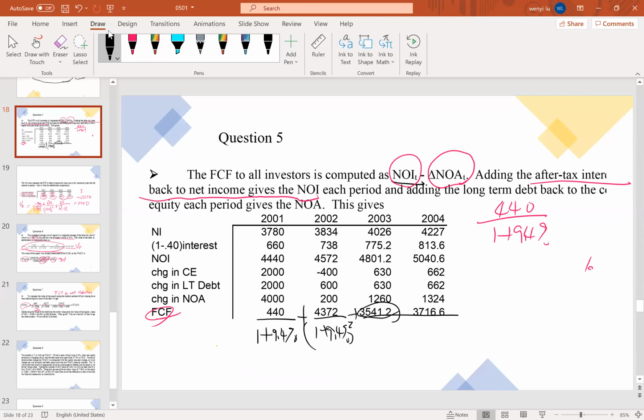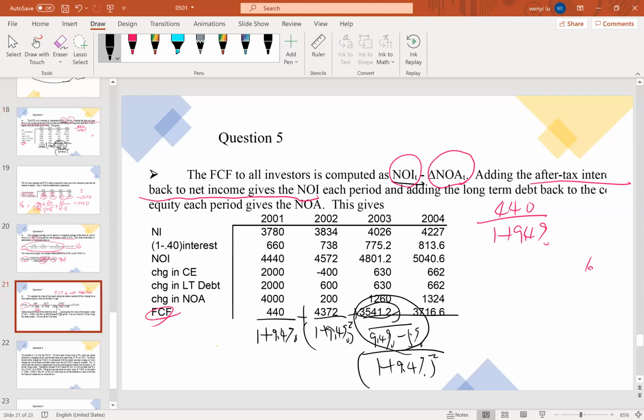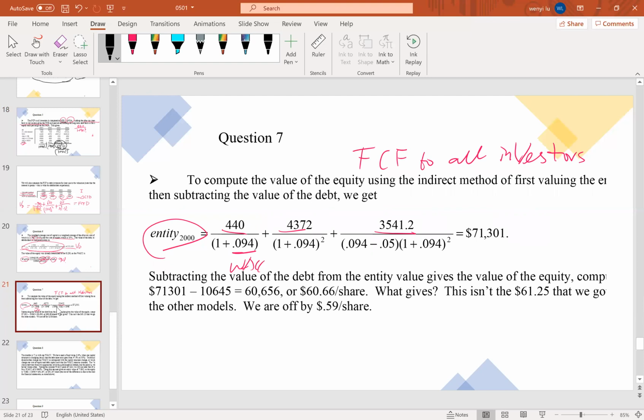divided by R minus g. R is 9.4% minus 5%, and these numbers will be divided by 1 plus 9.4% squared. You can see the calculations here with the details, and you should know where each number comes from. The numbers in the numerators are the free cash flow to all the investors we solved.